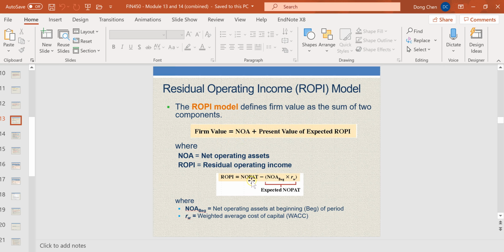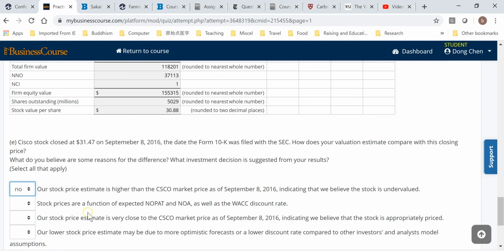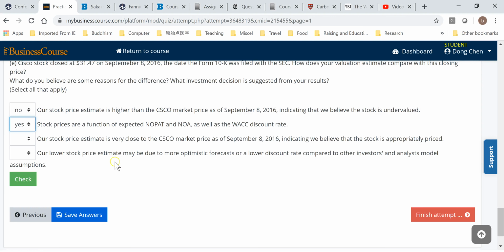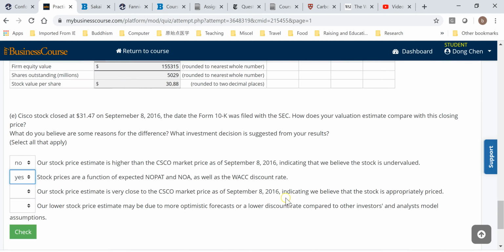And ROPI further equals NOPAT minus beginning value of NOA times the discount rate, the weighted average cost of capital. And present value also depends on the discount factor, the weighted average cost of capital. So this formula already tells us that the firm value and hence the equity value, hence the stock price, depends on NOPAT, NOA, and WACC. So this is actually correct. Our stock price estimate is very close to the Cisco's market price as of this date, and that's actually true, right? If you check, their difference is very small, indicating we believe that the stock is appropriately priced.